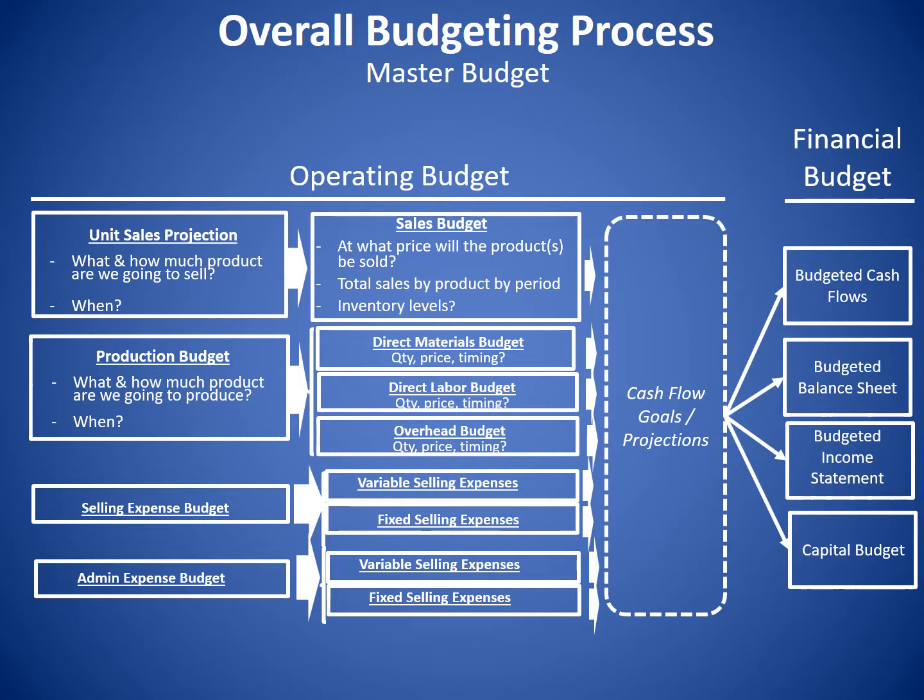From that, we then develop all these budgets, and we develop cash flow goals and projections, and from that come four major budgeted components: the budgeted cash flows, the budgeted balance sheet, the budgeted income statement, and the capital budget. Now that's the financial budget. That's in addition to all these other budgets under the operating budget.